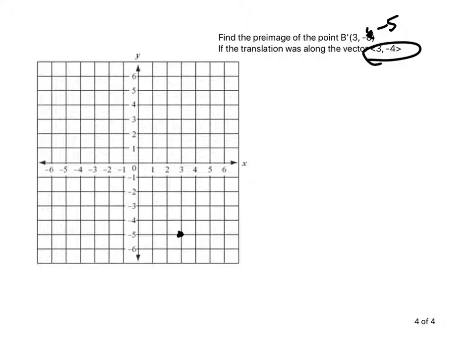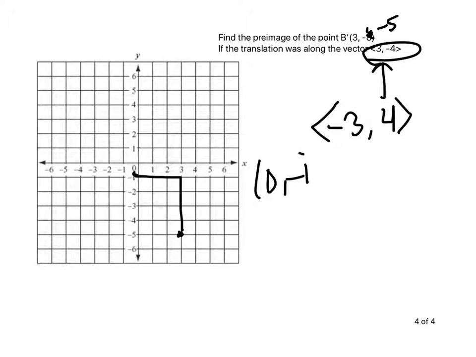So if I were to go over 3, down 4, well, now I need to go up 4 and over 3 to find my new point. So you're really doing the opposite of our vector. If you wanted, you could change the vector to make it negative 3, so that you know you're going to the left now, and then up 4. So our new point would be 0, negative 1.